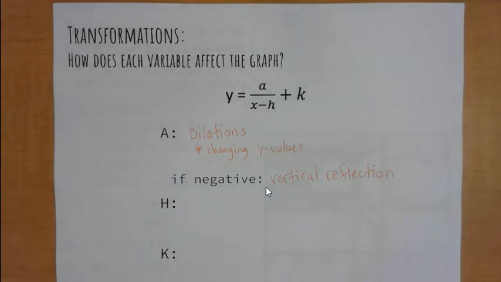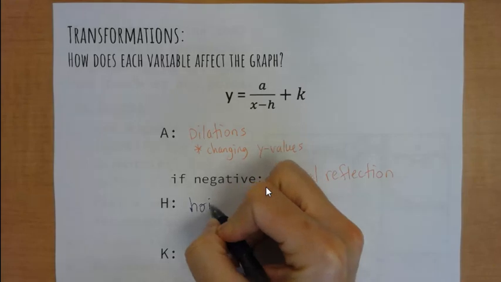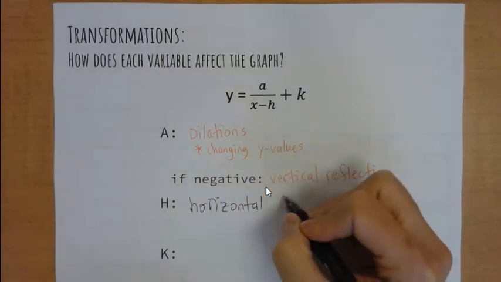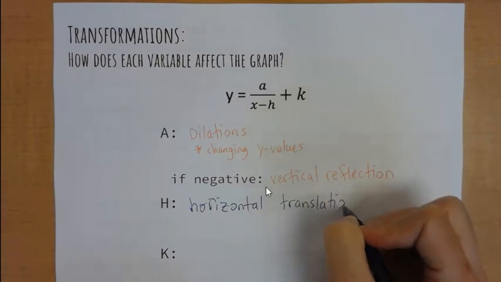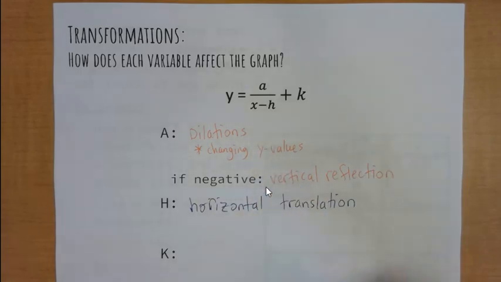Now, if we have h and k, h is going to cause horizontal translation. And remember, because we have an x minus h, the h value you're looking at is going to go the opposite direction than what you might guess. If it's x plus 2, it's moving left. If it's x minus 4, it's moving right, for instance.